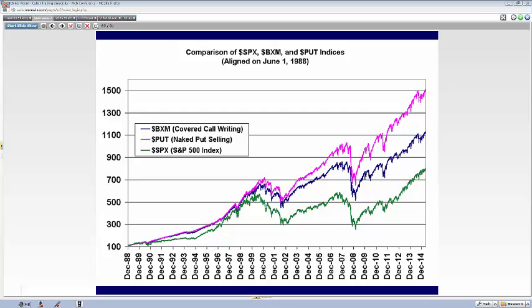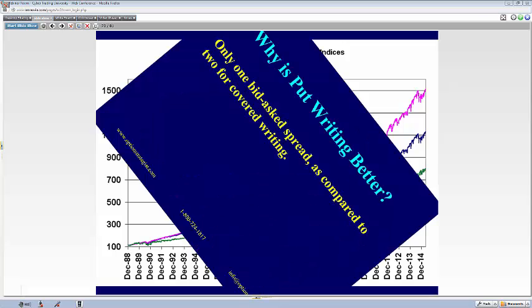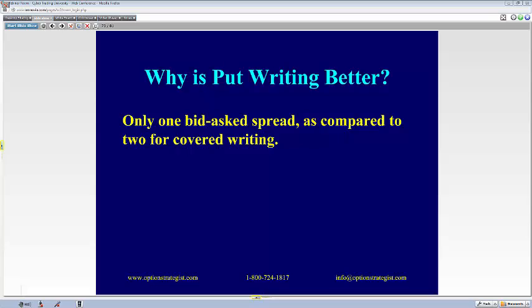Well, they are on paper, but in reality here in this situation, put writing is better for a couple of reasons. First of all, there's only one bid-ask spread, so we don't have to buy a stock and deal with the option spread. We just have the put spread. Secondly, there's fewer commissions. If I sell a naked put and the market goes up, it just expires worthless. There's no commission to get out. But if I put on a covered write, there's a commission to get in, and then on the way out, when it gets called away, there's another commission. But those are minor effects.